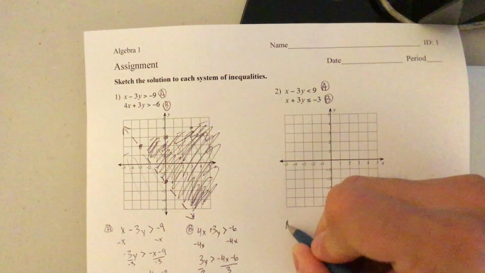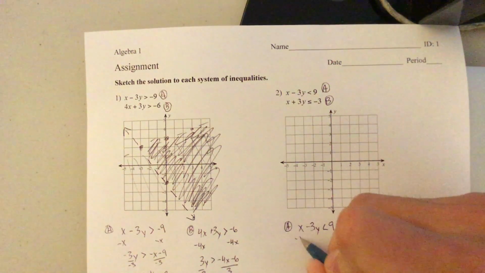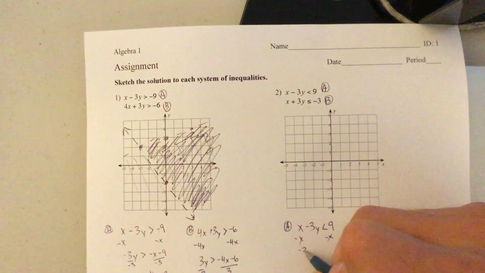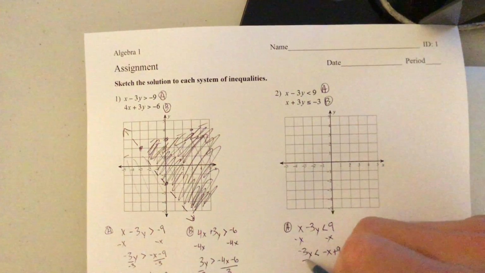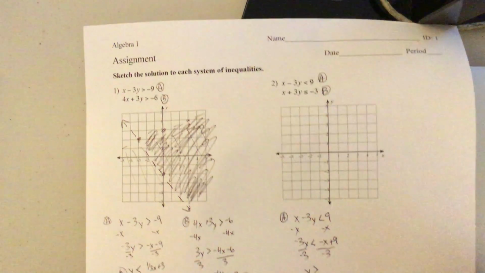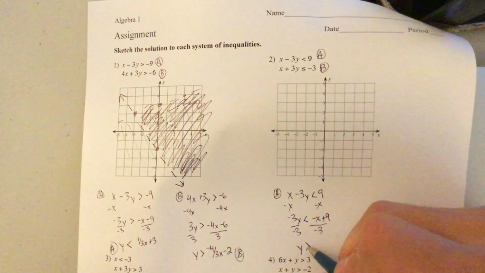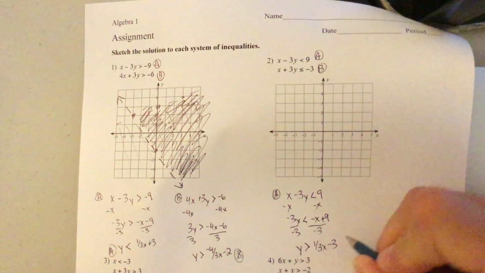Starting with A, x minus 3y is less than 9. I'm going to subtract x from both sides. We get negative 3y is less than negative x plus 9. Divide both sides by negative 3. We are dividing by a negative, so my sign flips. It now becomes y is greater than 1/3 x minus 3.